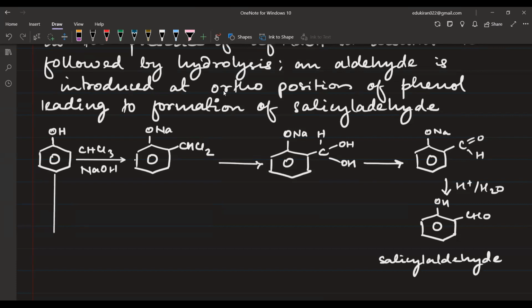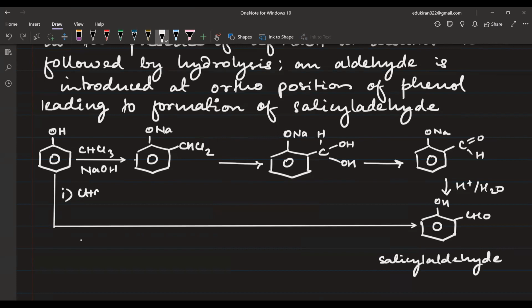We'll also look at the mechanism, but write this down first. If you just want to go directly from the phenol, then you'll write the reaction something like this. The first step is CHCl3 in the presence of NaOH, and there is also some heat. In the second step, we are just adding water in the presence of H plus. That's it.